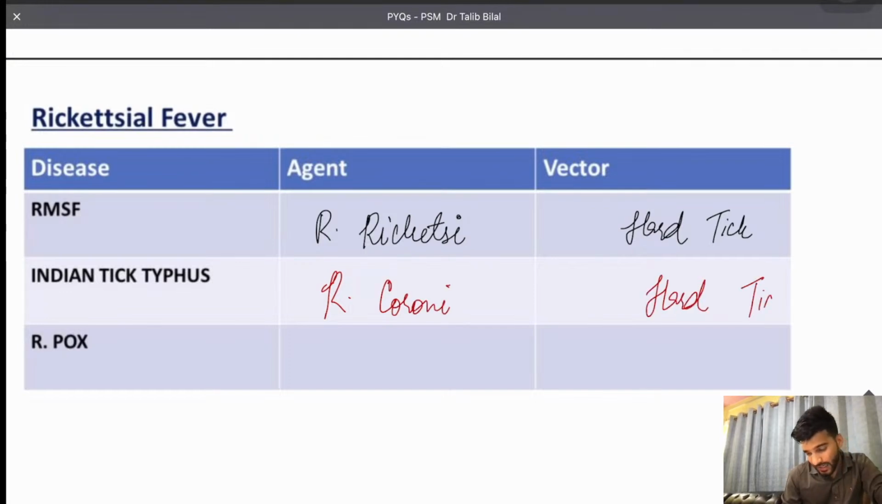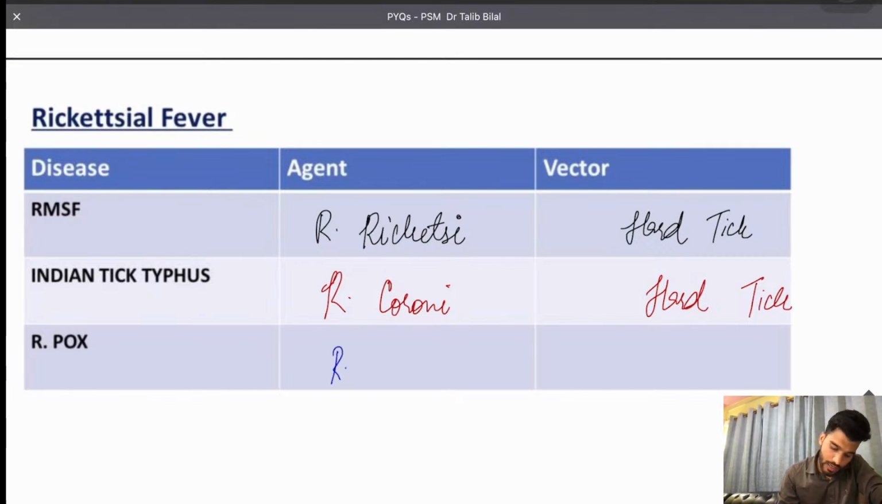They will not ask directly what is agent and vector. They will give in a clinical case that R. conorii is an agent, vector hard tick. Then you have to diagnose. These are the hints. This table will not give an exact question, but they will be using these small one-liners as a hint in a question so that you can directly land up in the diagnosis.